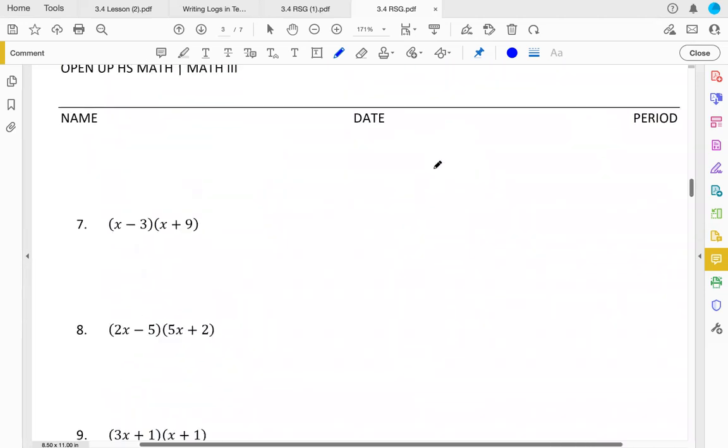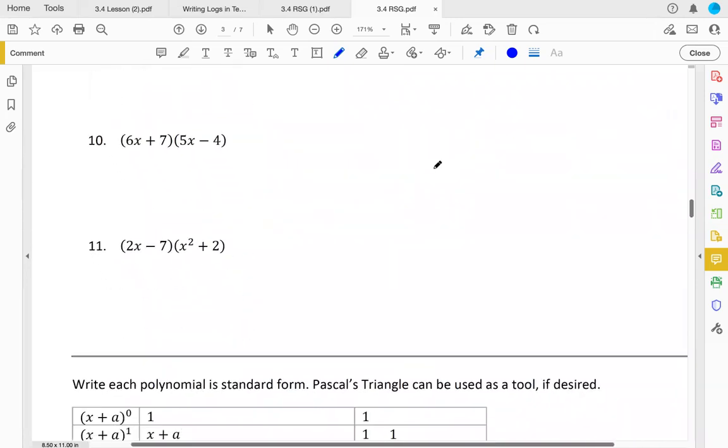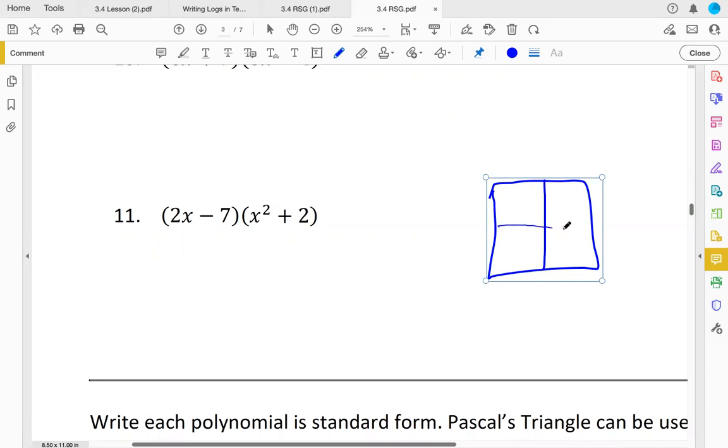Number 7 is something you could do. Number 8 is something you can do. Number 11 is one, yeah, I should do that one. Why not? I'm going to set up another box, another 2x2. It doesn't really matter which binomial goes on each side as long as you're consistent with the side of each term. Put 2x minus 7 up top, x squared plus 2 on the side.